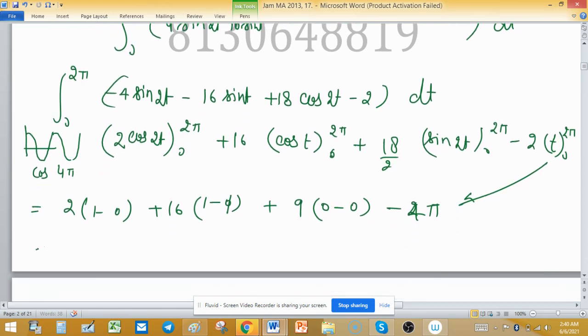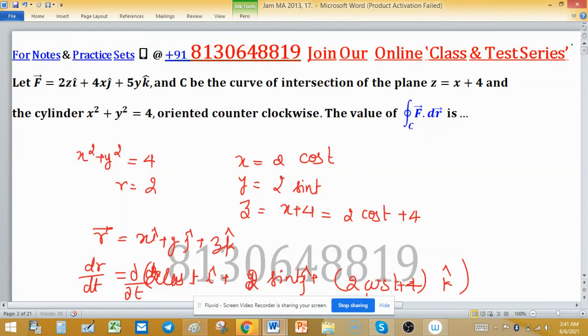Because of the 0 lower limit, here it will be 0. So 0 plus this term is again 0. This is 0, so the answer is minus 4 pi. After putting in the value of pi, we will obtain a numeric value, so this problem is a numerical answer type. It seems lengthy because of the calculation part, and I'm explaining it, so it generally took more time.